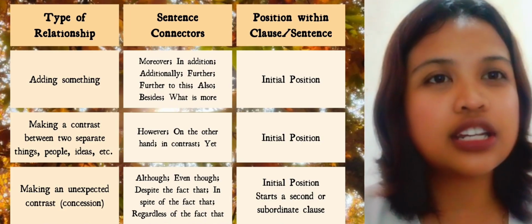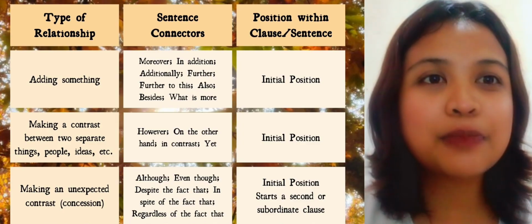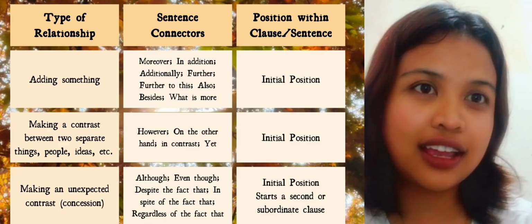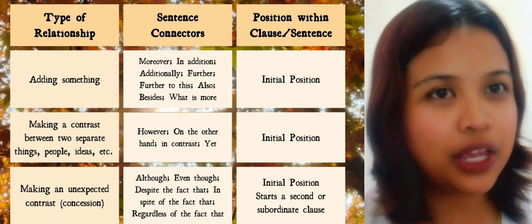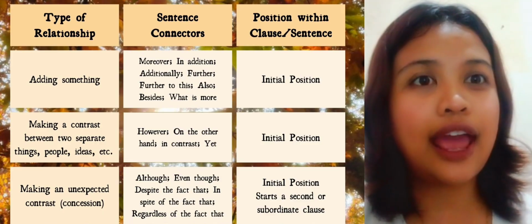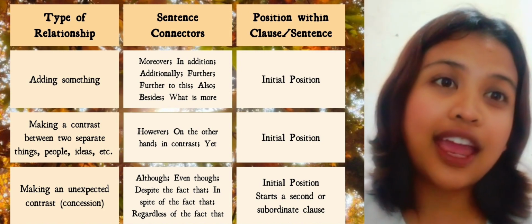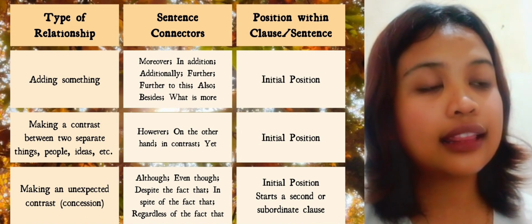Next type of relationship is making a contrast between two separate things, people, ideas, etc. We juxtapose objects. We compare them, how different they are in other aspects. So, for example, we have however, on the other hand, in contrast, yet.